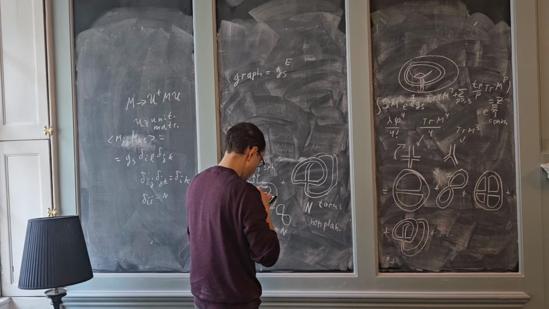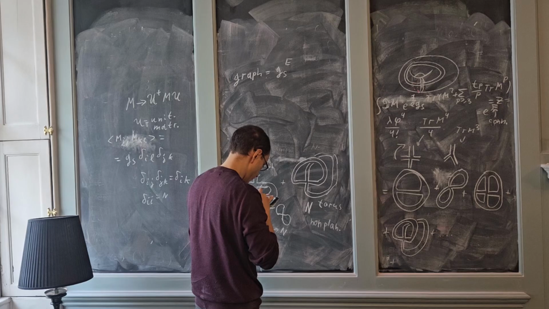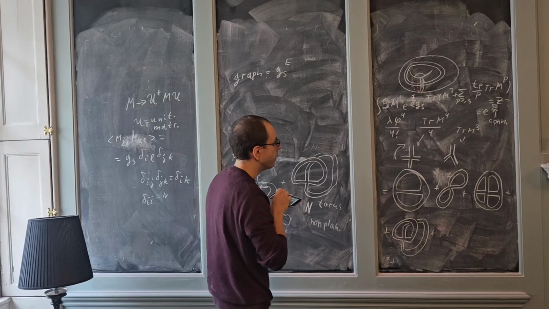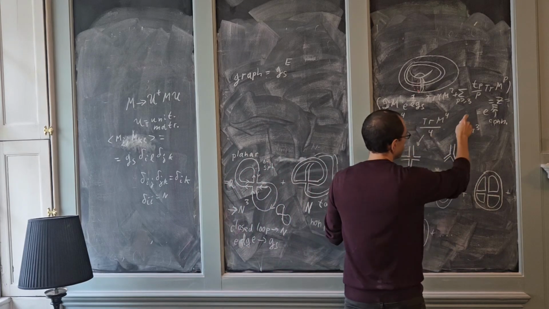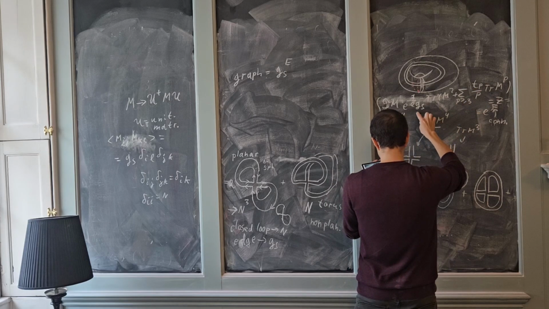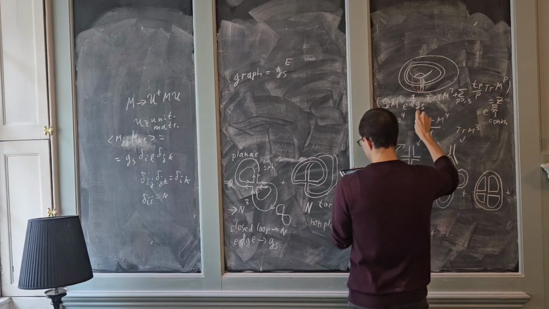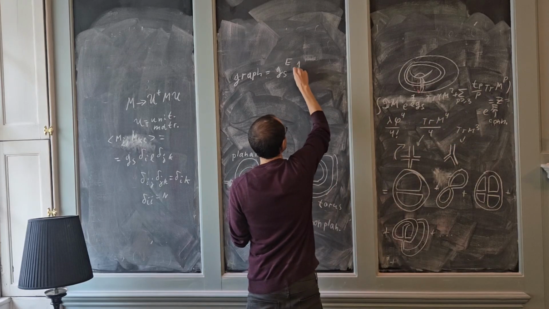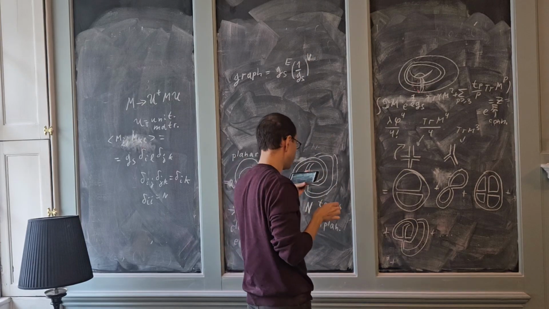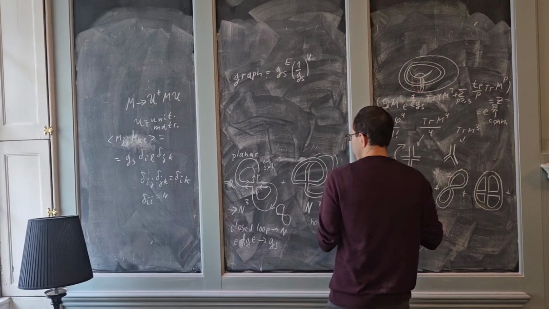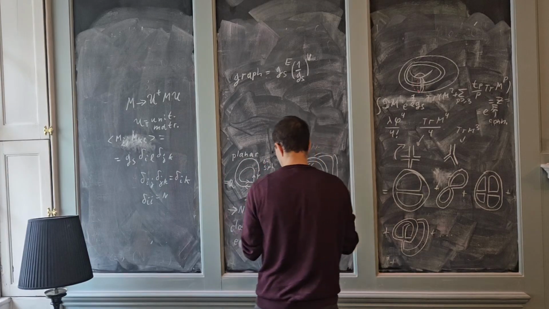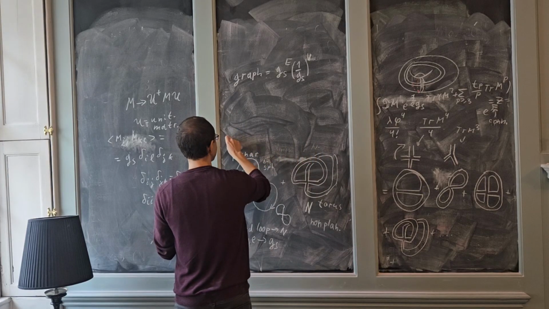Then each vertex. The vertices come from this action, so the coefficient is N divided by g_s. Each vertex will also carry 1 over g_s, so we write 1 over g_s to the power of the number of vertices. Then each loop gives an N. And in terms of geometry, loops are actually the same as faces of the graph.